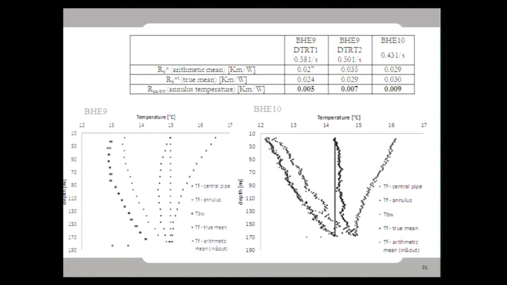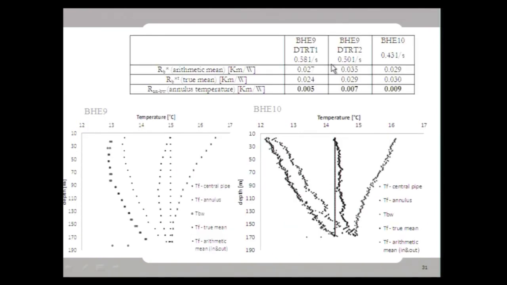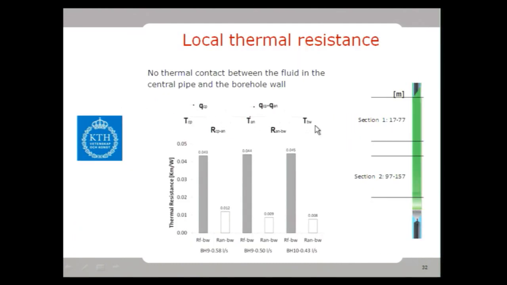Depending on whether we use the annulus temperature, which is actually the only one having thermal contact with the borehole wall, we get the thermal resistances for this test seen in bold letters here. But if we take the inlet and outlet mean, we get this so-called effective borehole resistance of 0.03, more or less, on average. Or if we take a true mean, it gets these values. And I suggest using the effective borehole resistance for comparison with other heat exchangers, but for the local analysis, the annular to borehole wall thermal resistance. This is given the fact that the fluid doesn't have any thermal contact between the central pipe and the borehole wall directly.